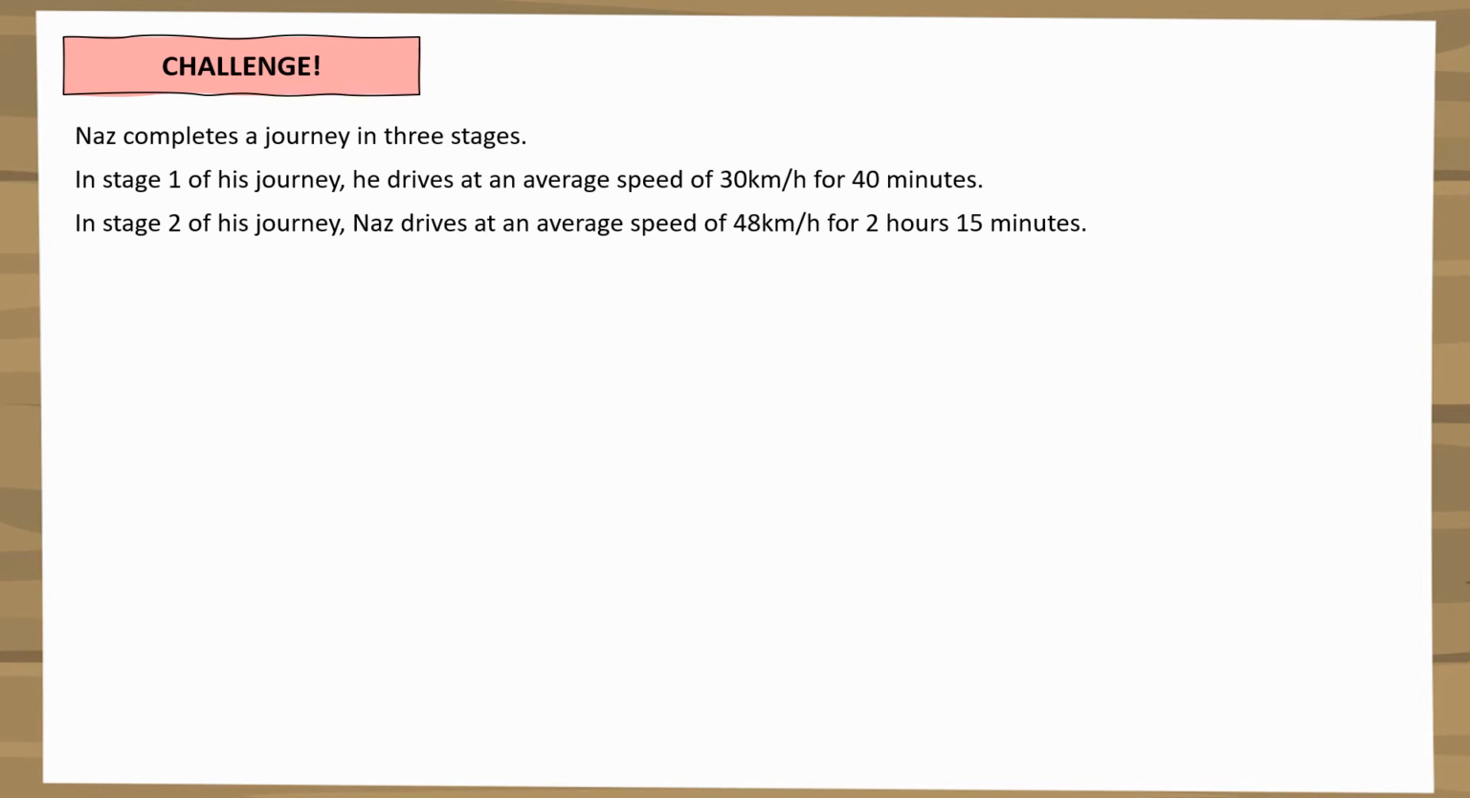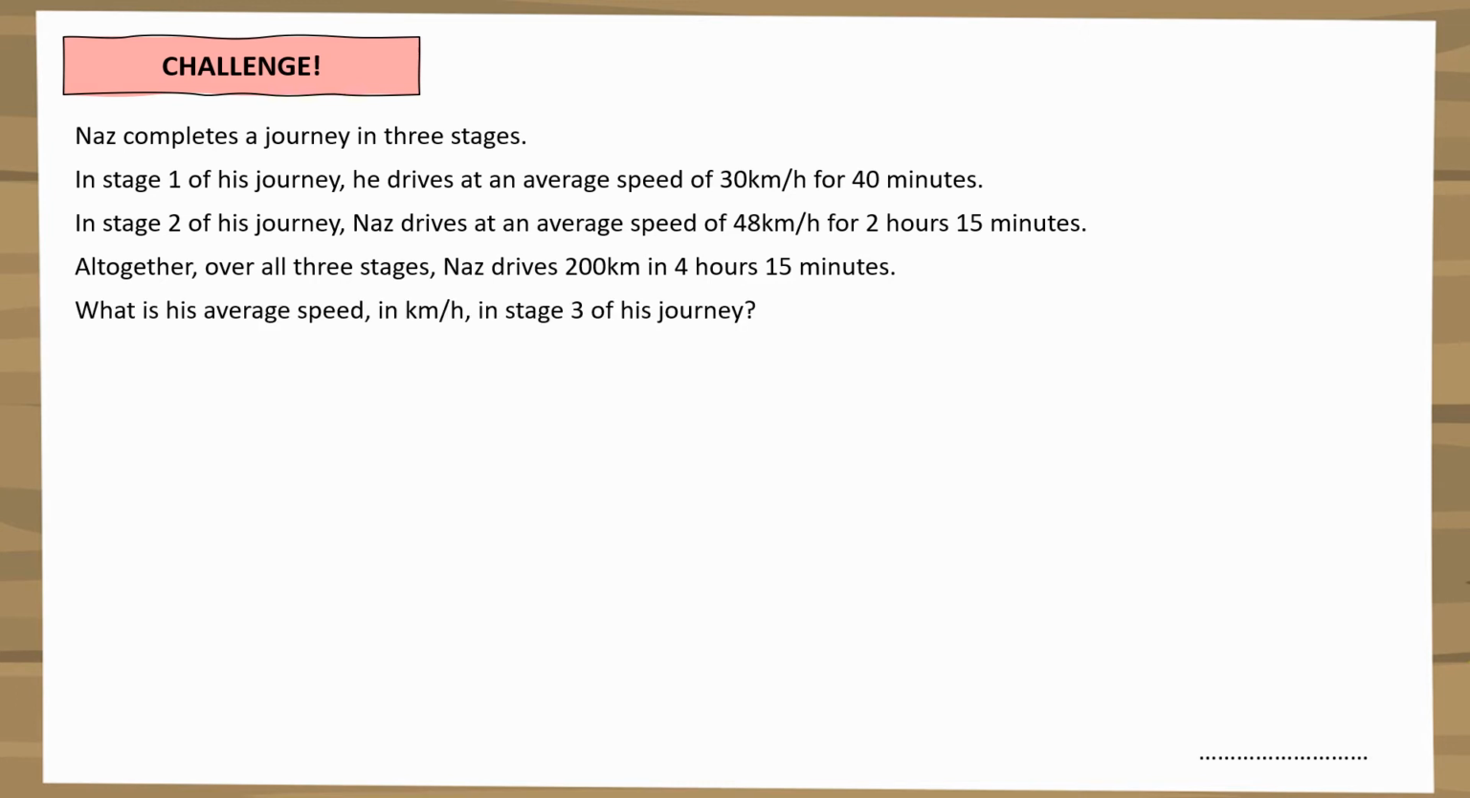It says, Naz completes a journey in 3 stages. In stage 1 of his journey, he drives at an average speed of 30 kilometers per hour for 40 minutes. In stage 2 of his journey, Naz drives at an average speed of 48 kilometers per hour for 2 hours and 15 minutes. Altogether, over all 3 stages, Naz drives 200 kilometers in 4 hours 15 minutes. What is his average speed in kilometers per hour in stage 3 of his journey?